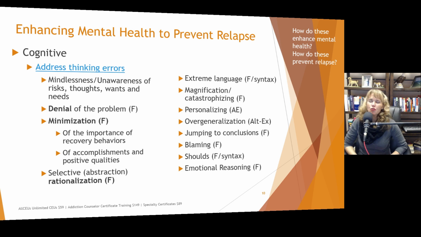Jumping to conclusions, we want to look at the facts. Your significant other comes home and they smell like perfume and it's not yours. Okay, well, you could jump to the conclusion that they're having an affair, or you could try to find the facts. Maybe they had to share an Uber with somebody who was putting on perfume. There are a lot of different possibilities for how that may have happened.